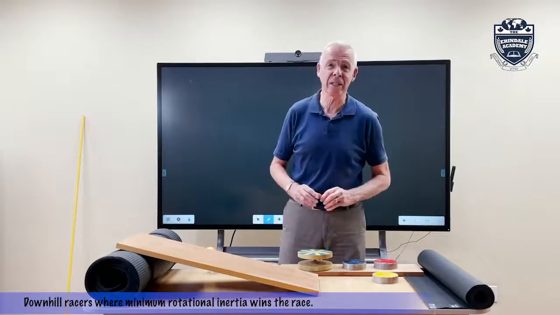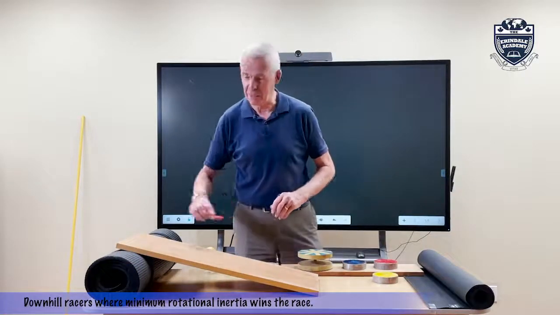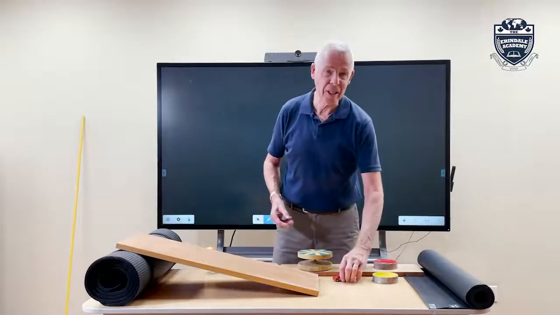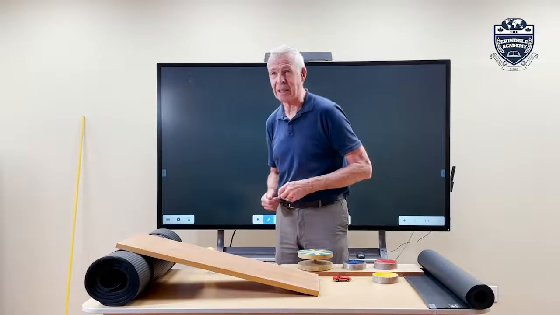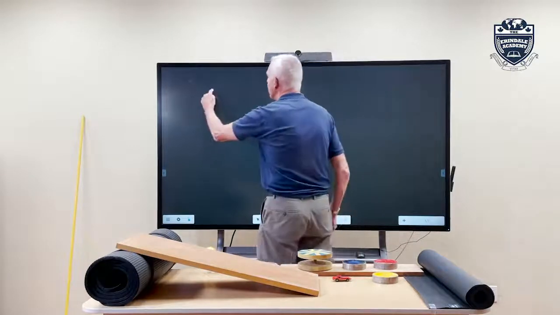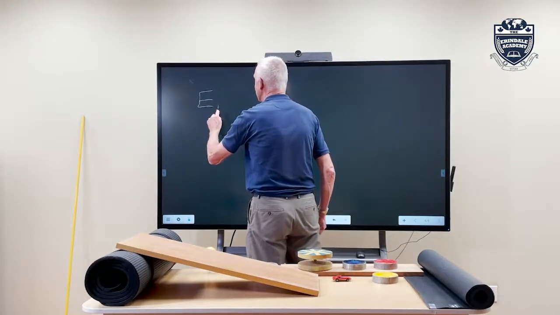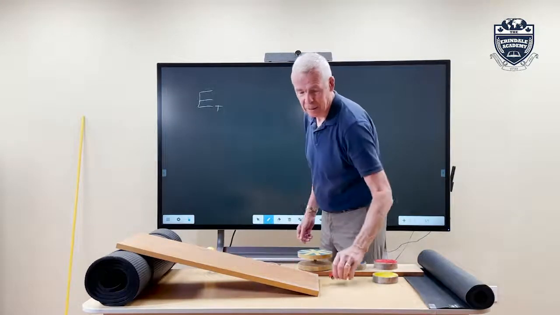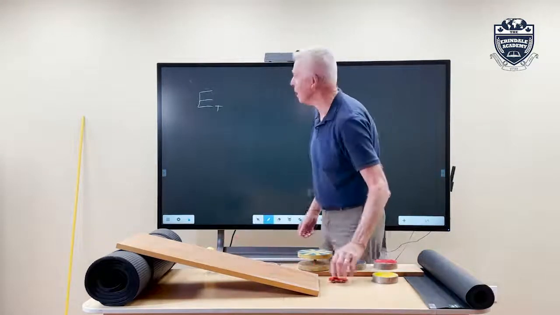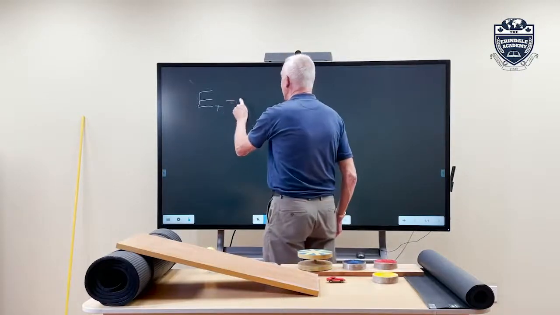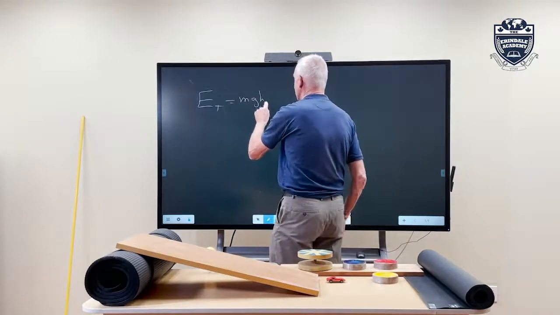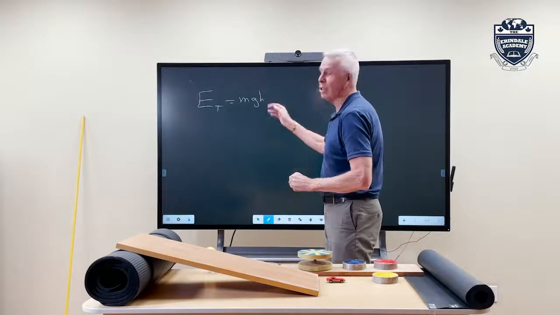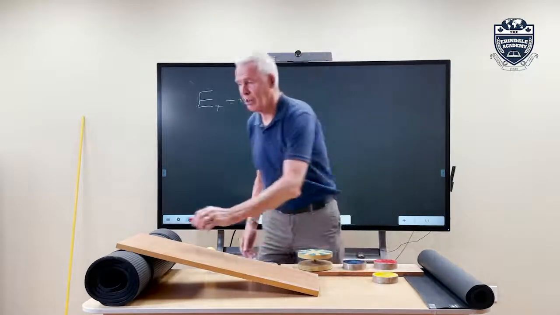We're going to look at the way energy affects the outcome of a downhill race. So we're going to race some things downhill, like that hot car, and see what that has to do with energy, the total energy. Let's just look at this little car. When it goes downhill, first of all, it starts with potential energy, mgh, mass times gravity times the height at which it started.